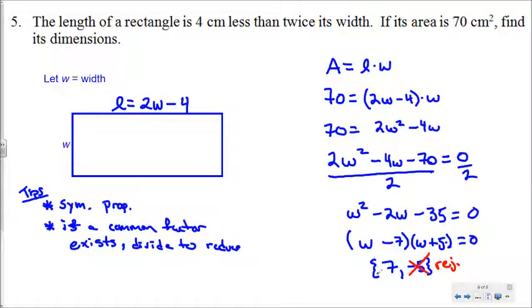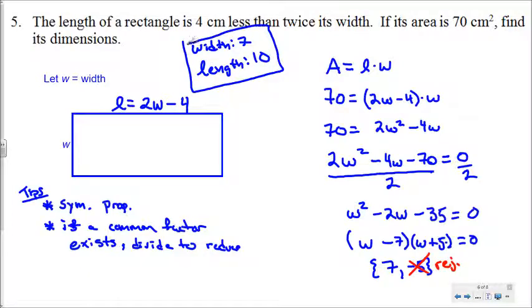So I now know that the value for w is 7. So the width is 7, which makes the length of this rectangle 2 times 7, which is 14, minus 4, which is 10. So the dimensions of this rectangle are 7 by 10.